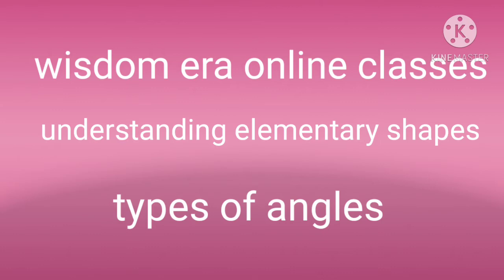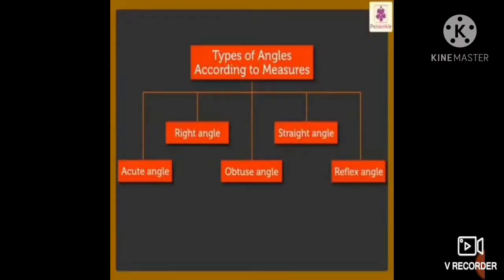So in a previous class you have learned some basic concepts from understanding elementary shapes. Today you will learn another important concept, that is types of angles. So let's go with the concept. We are dividing the angles according to their measures: the acute angle, right angle, obtuse angle, straight angle and reflex angle.